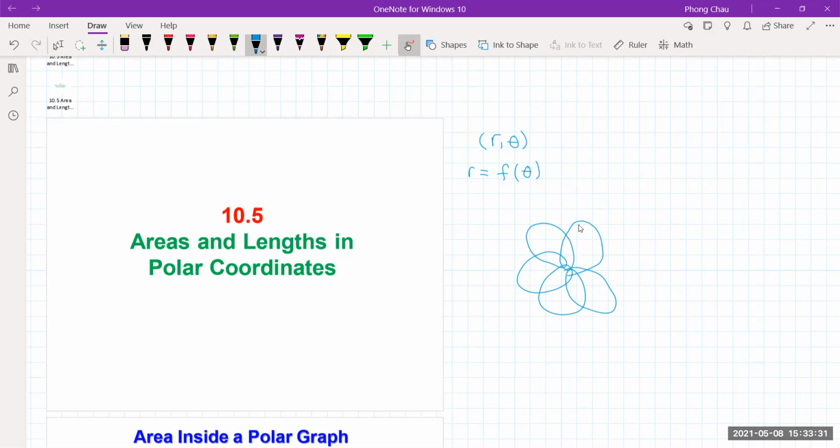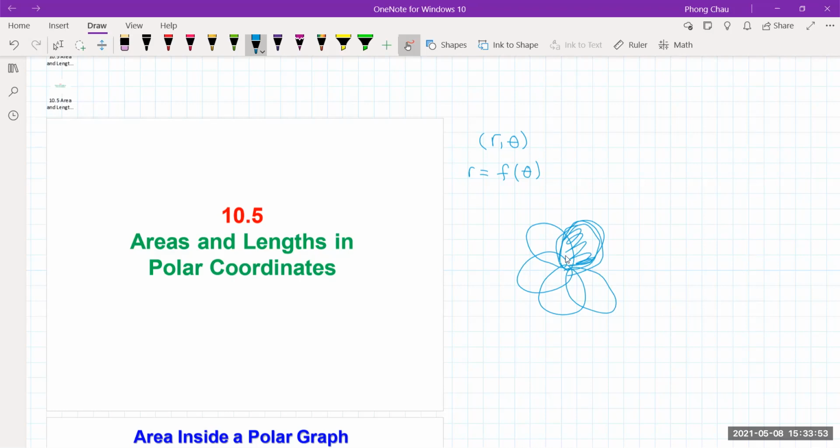So, for example, if you see a flower like this, then we might be interested in finding, say, the area of one of these petals. Okay, the petal. So, how are we going to do that? How are we going to find the area inside the polar graph?